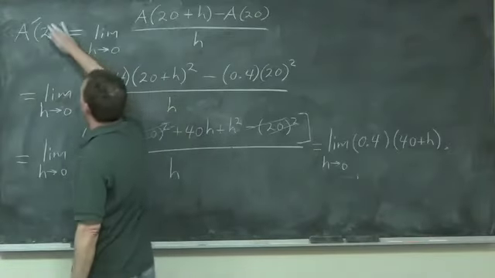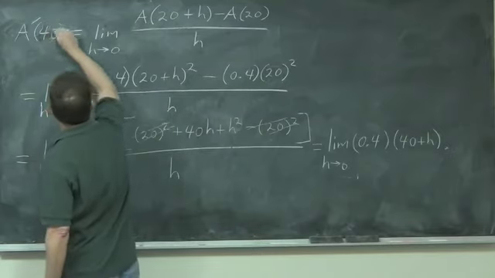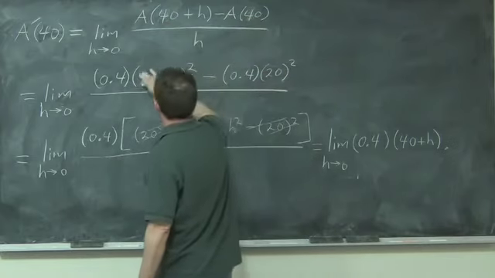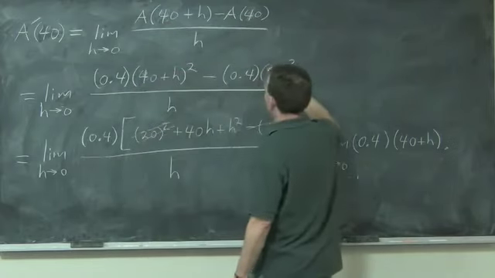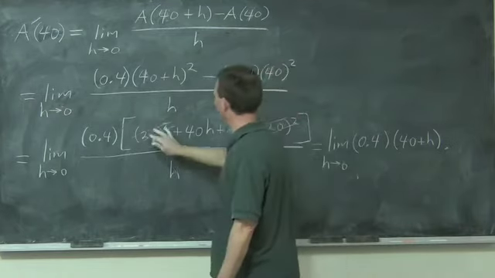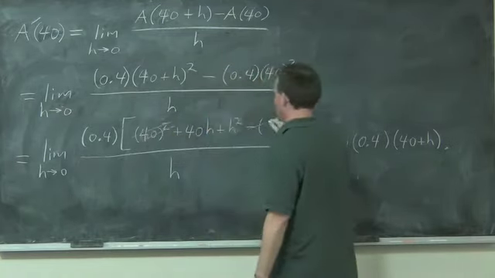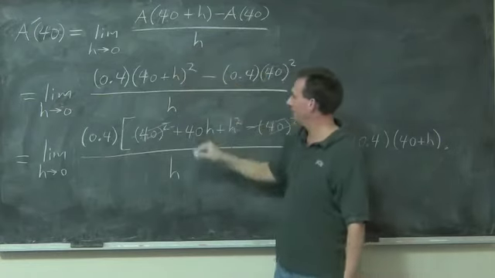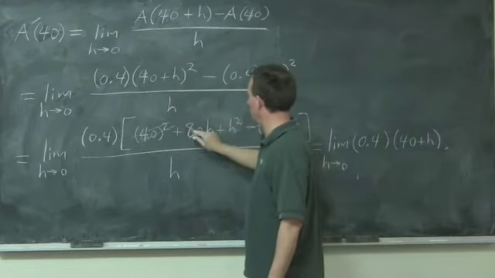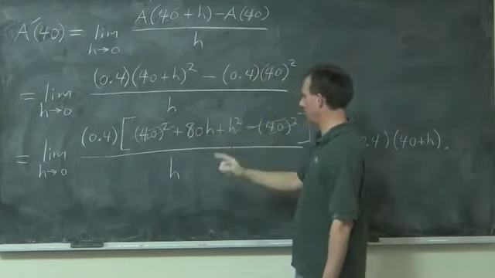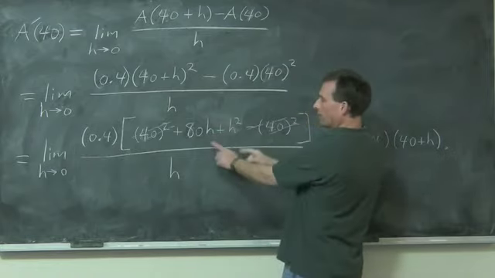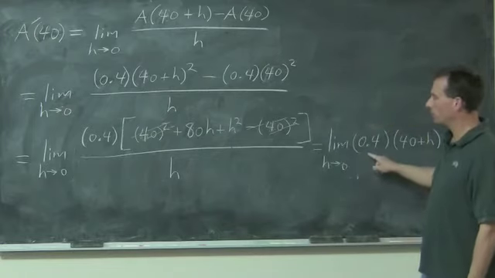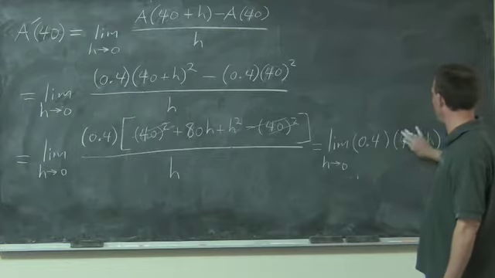What changes over here? We would calculate the derivative at 40, which means you put 40 here, 40 here, 40 here, 40 here. Now the 40s cancel. The cross term, 2 times this, you get an 80h. You still get h squared, nothing else changes. Again, you factor out an h and cancel it with an h there. You get the limit as h approaches 0 of 0.4 times 80 plus h.